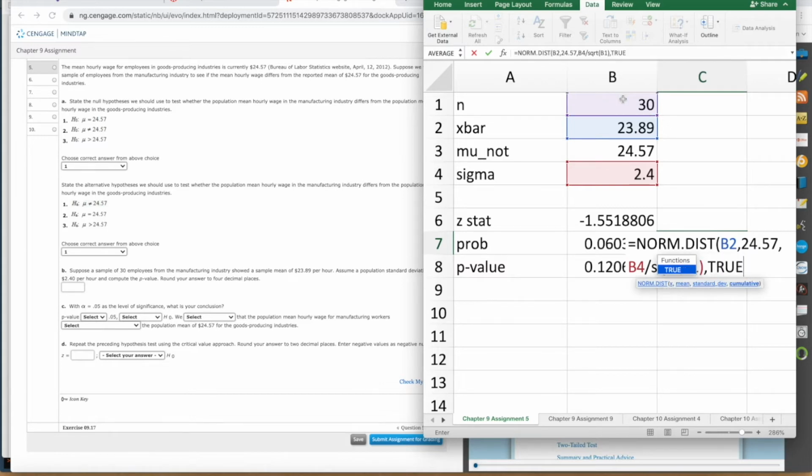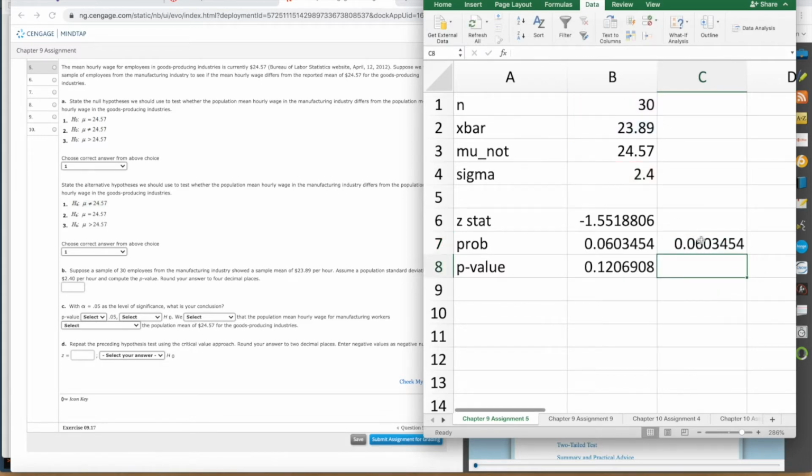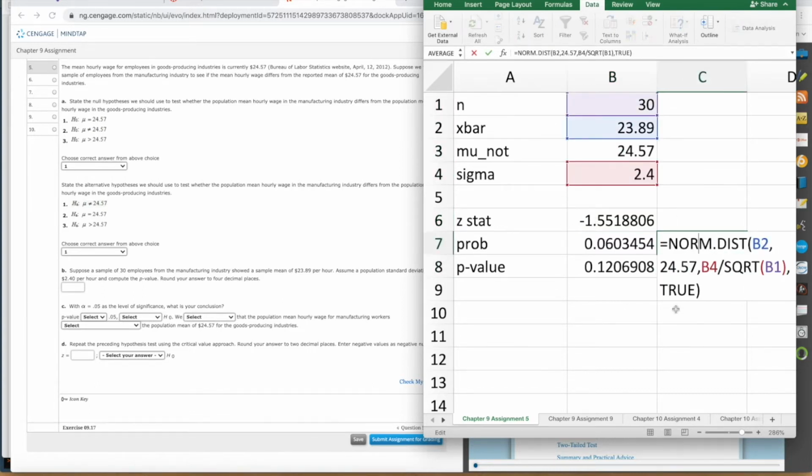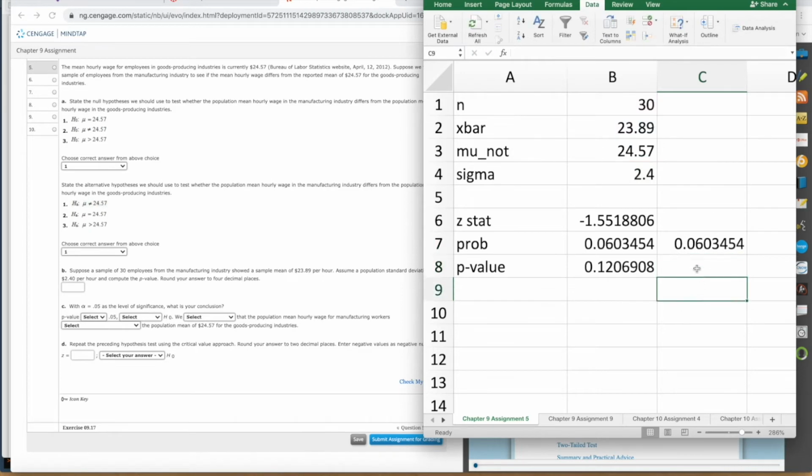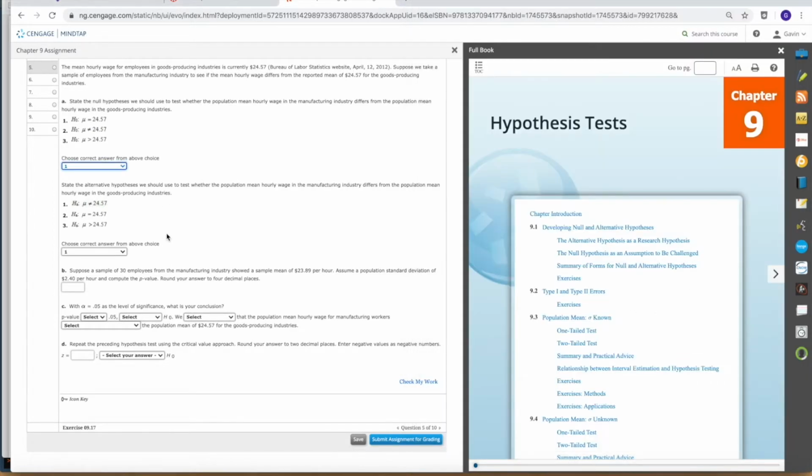comma, true. And notice that actually gives me the same probability because Excel is doing this extra step for you of converting this to a z distribution when you just plug it in straight away. And of course, if we do 2 times that, we'd get the same number. So that's 0.12069.